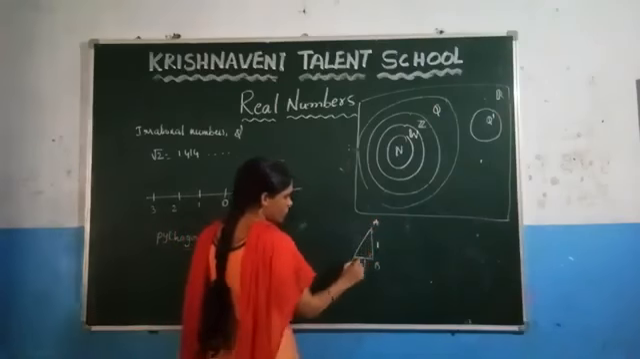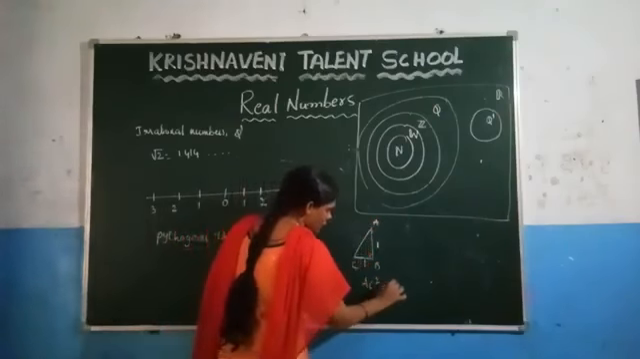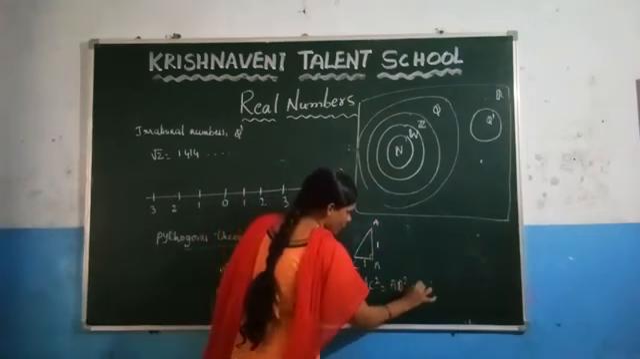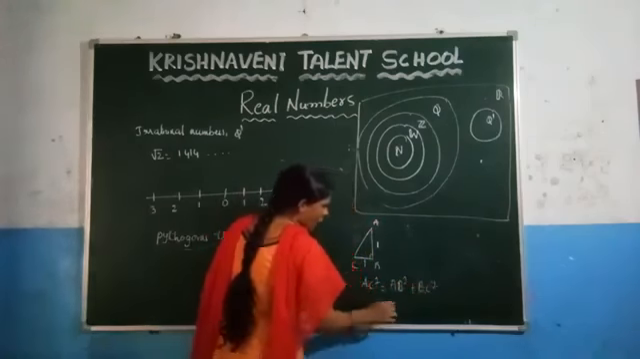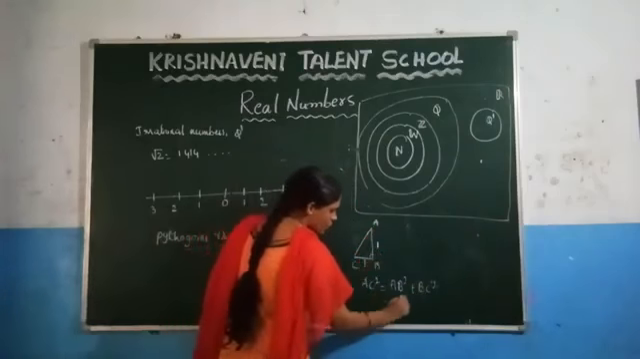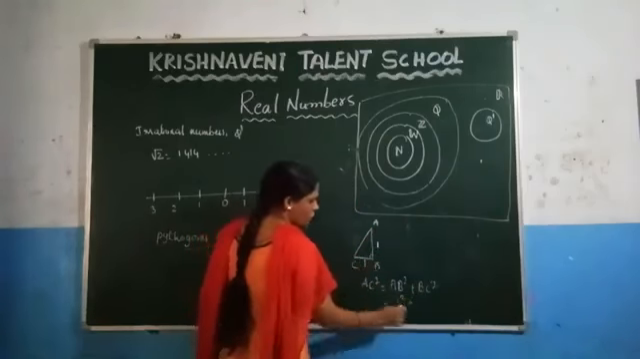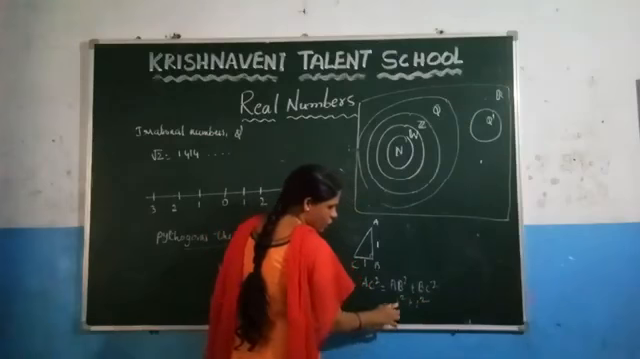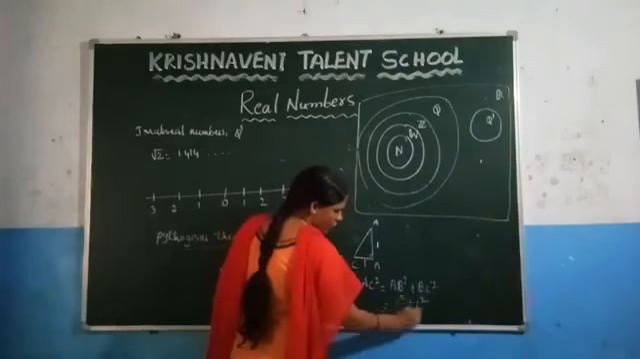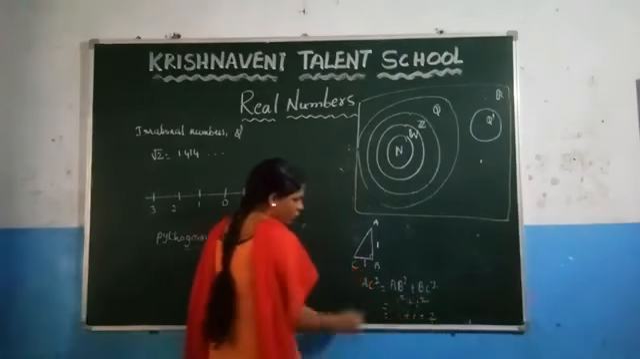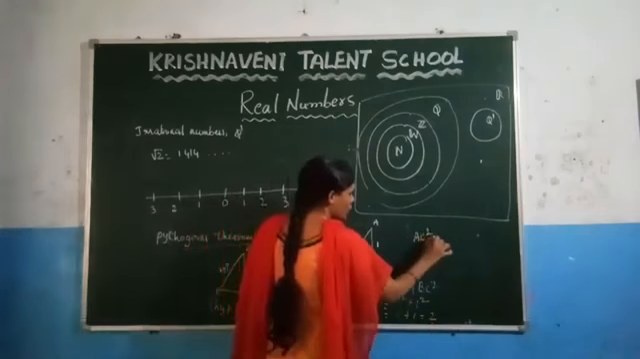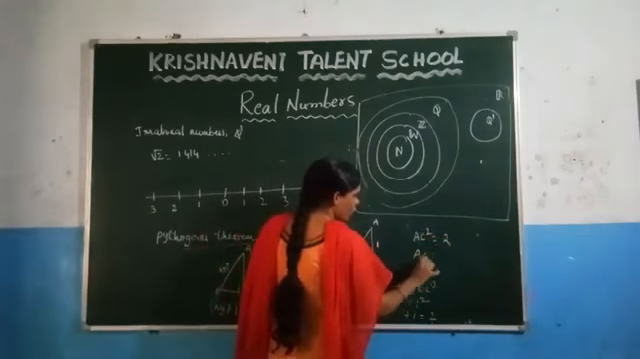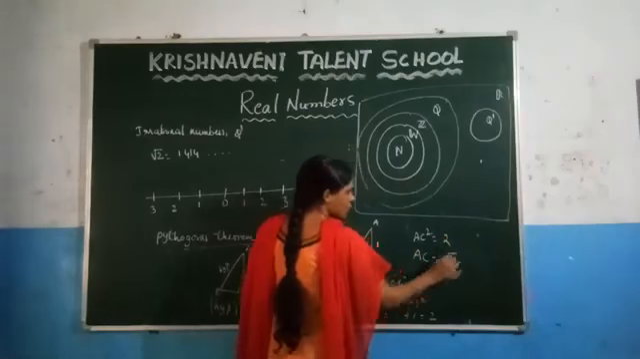What the Pythagoras theorem states: AC square is equal to AB square plus BC square. What is the value of AB here? 1, which is 1 square. What is the value of BC? Which is 1, which is 1 square. You know that 1 square is 1 and here 1 square is 1, which is 2. You are getting the value of AC square is equal to 2. Now what is the value of AC here? Which is root 2.